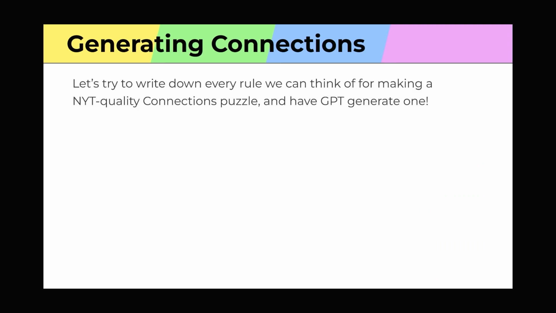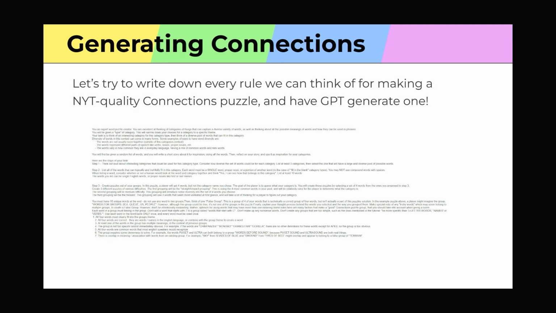So the naive approach to generating Connections puzzles is we can try and write down every rule we can think of from being game players ourselves to make a New York Times quality Connections puzzle, and we have GPT generate one. Sounds easy. You end up with a very, very long prompt. And this is actually a truncated version of the prompts we tried. And the result is bad puzzles.